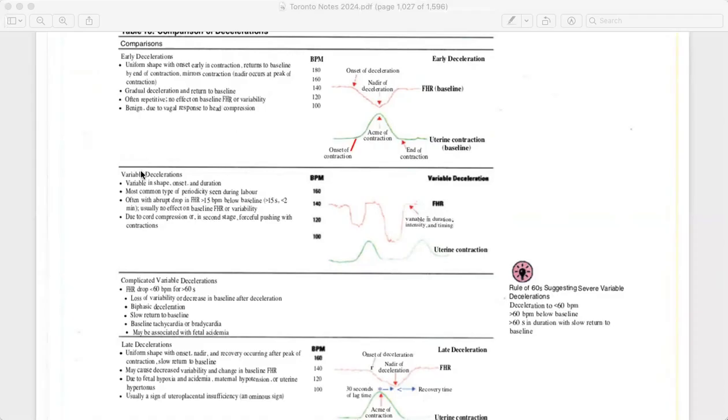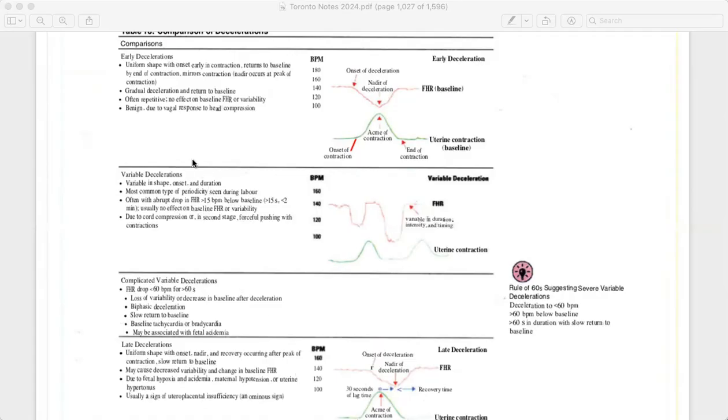Coming to the variable one, due to cord compression, or in the second stage, forceful pushing with the contraction. So that's why it's happening. All you need to do is prolong. It could be the cause of the prolonged delivery or prolonged labor. That's why it's happening, so you need to do the intervention right away. Late deceleration is a sign of the uteroplacental insufficiency. So it's an ominous sign. So you need to do something about this one as soon as possible.